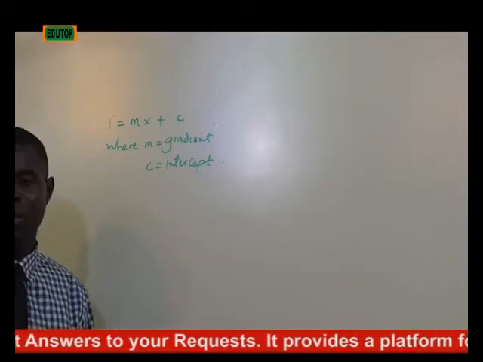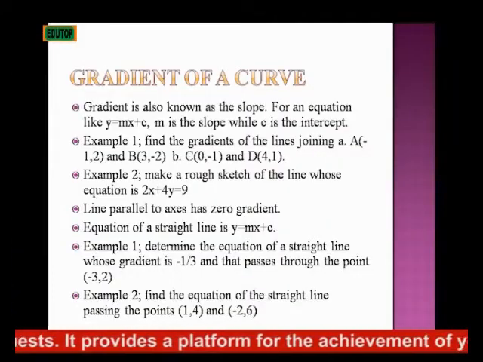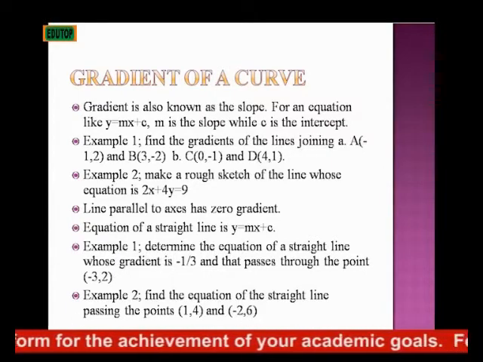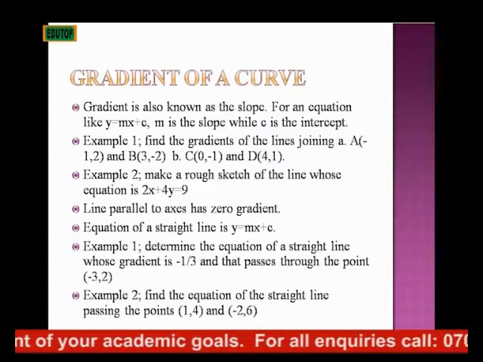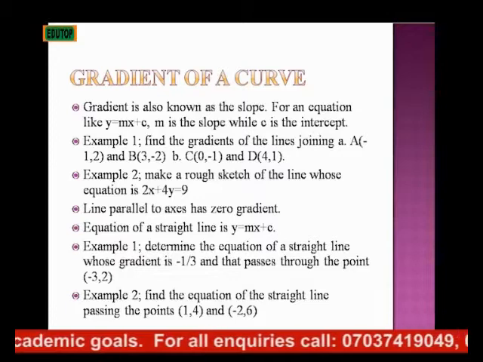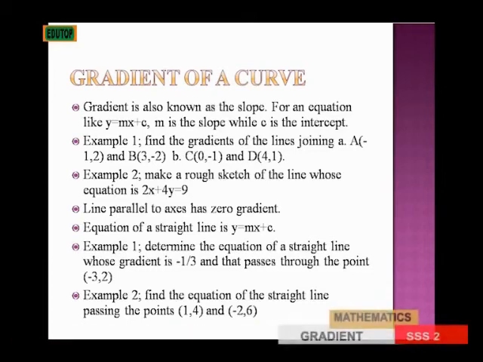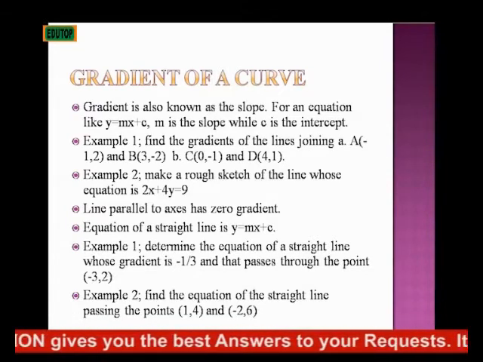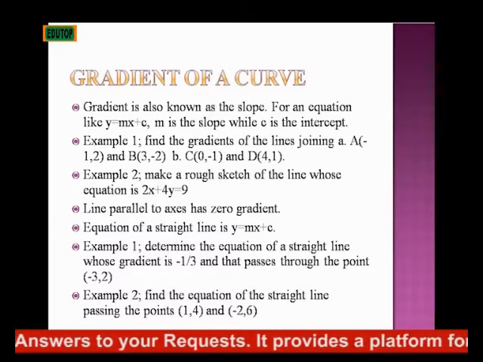Let's see some examples to justify our claim. Example 1. Find the gradient of the lines joining A, which is minus 1, 2, and B, which is 3, minus 2. Then we have C, 0, minus 1, and D, 4, 1.